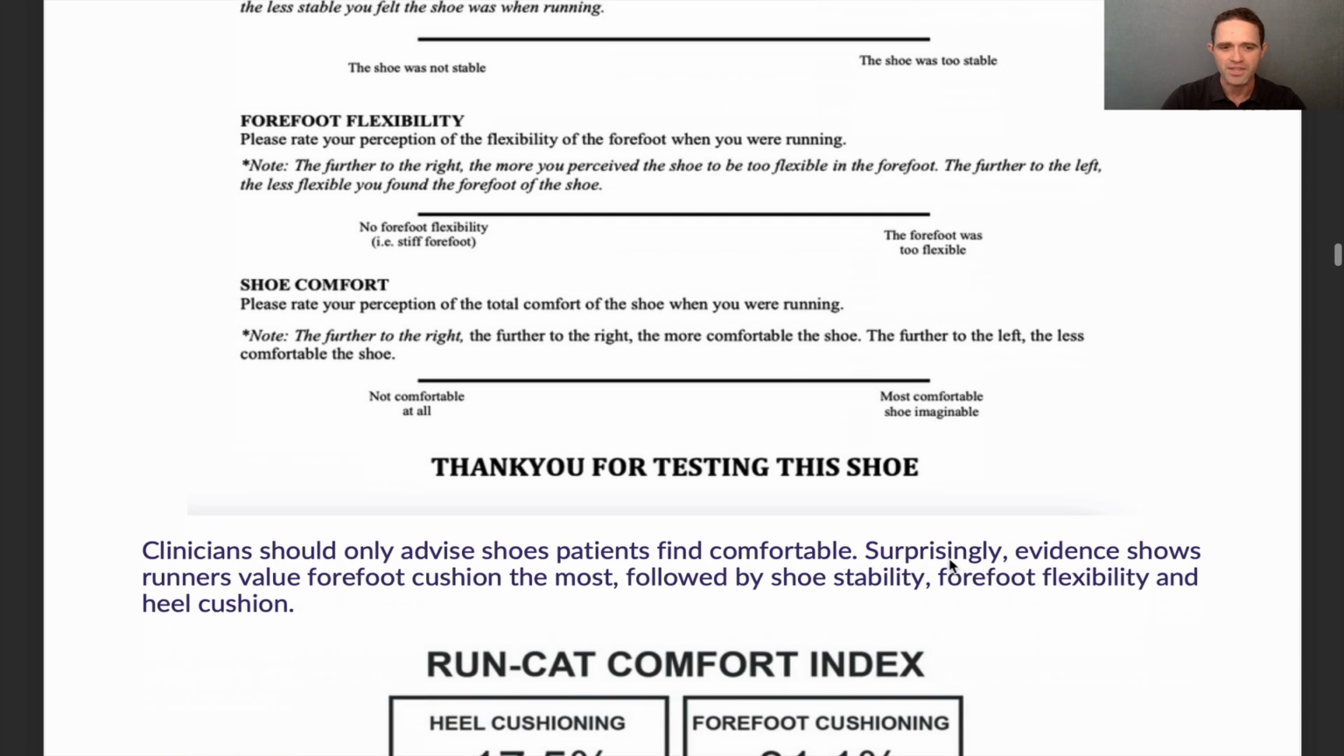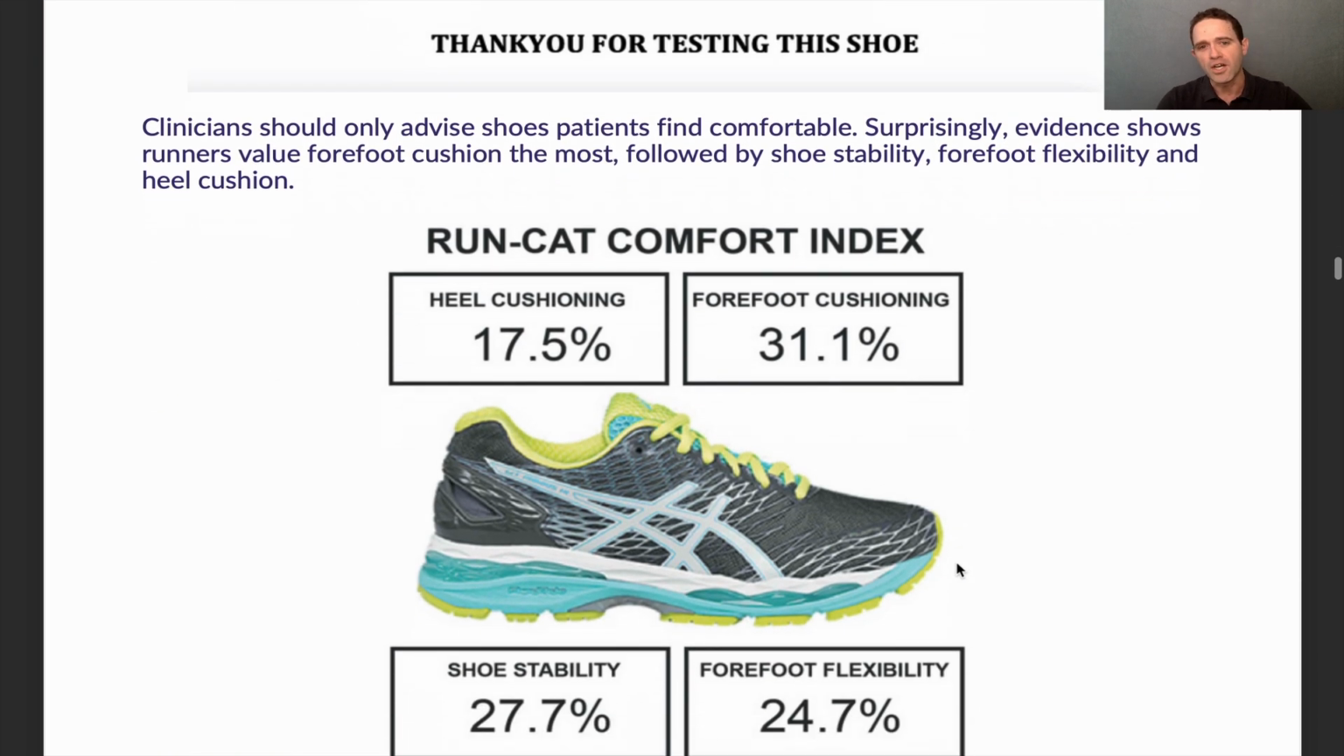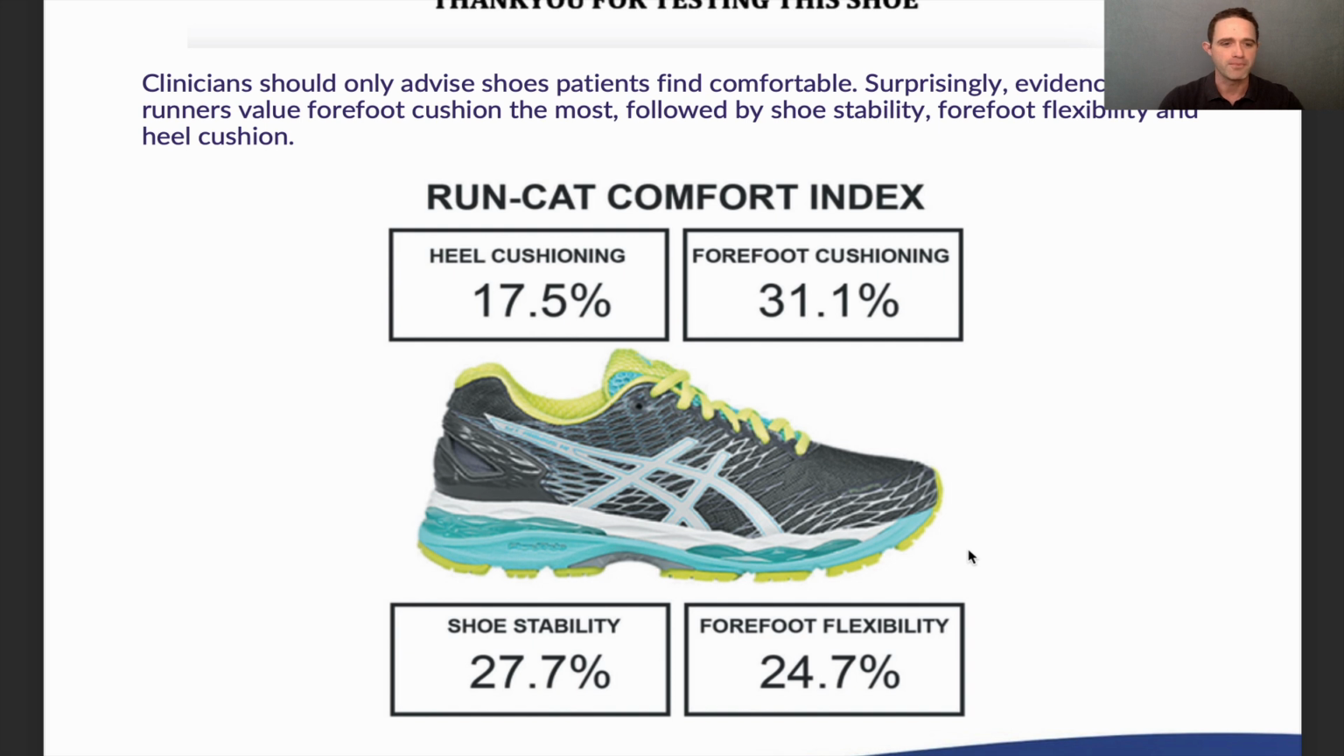So what do we do with all this information? Well, we know that the RunCat is going to be a little bit weighted, because what we see runners value the most is actually, believe it or not, the forefoot cushion. It's not the heel cushion. The heel cushion was the least important. It's followed in importance from forefoot cushioning to shoe stability and then forefoot flexibility. And as I mentioned before, heel cushion is the lowest value here.